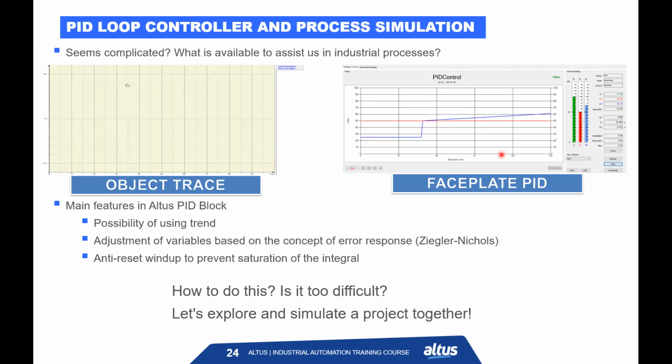Oh, yes, it seems very complicated, because control is always a little bit complicated. But what is available to assist us in the industrial process? So we have inside the Express, object trace, and faceplate PID. Some key points here in our PID block: the possibility of using the trend, adjustment of variable based on the concept of error, response, Ziegler and Nichols, and the anti-reset windup to prevent saturation of the integral. Well, it's not too difficult to do this.